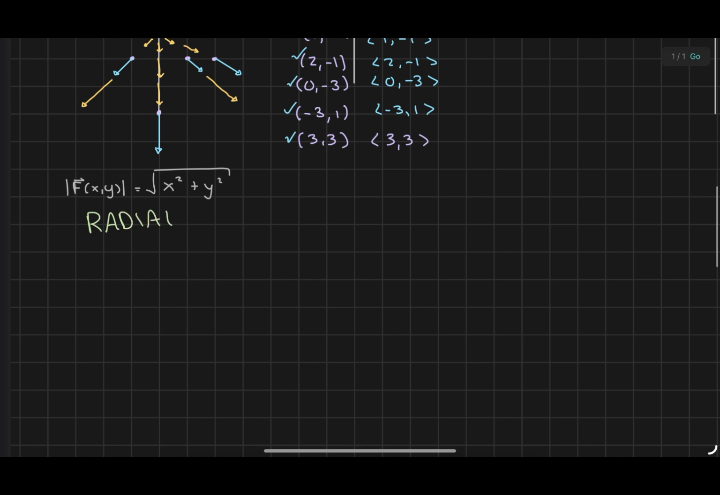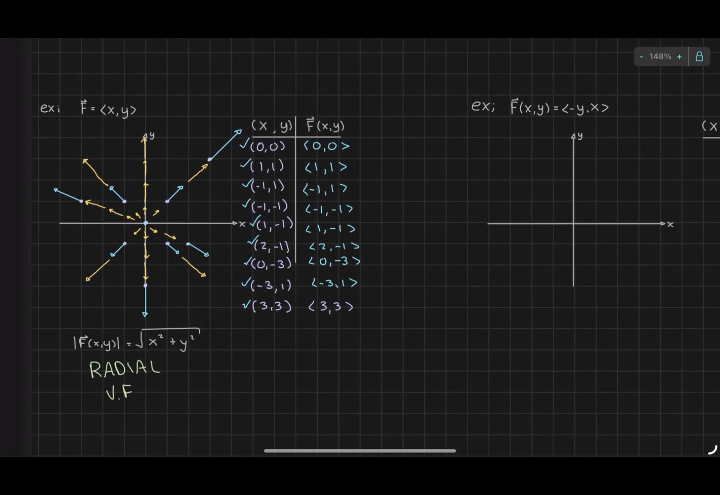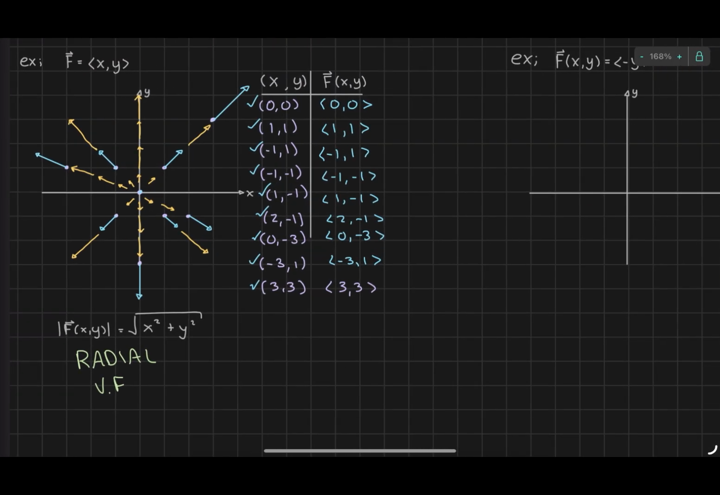It's going to be a radial vector field. That just means that whatever our vector function given here, it's always going to point away from the origin. And like I said prior, the magnitude, the length of these vectors is going to be increasingly great the further from the origin it is, right?